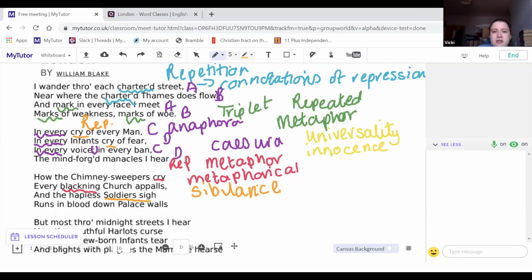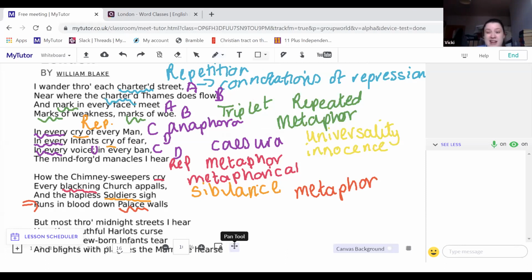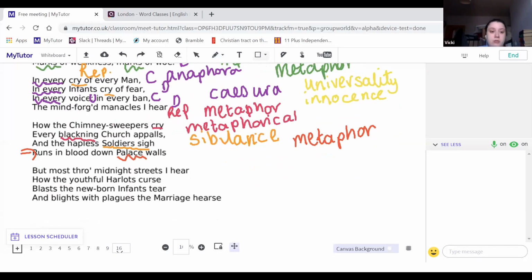So again, we've got a metaphor. Obviously sighs can't actually run in blood down the palace walls. So the palace walls will be referring to where the king resides, and he is saying that the king essentially has blood on his hands for accepting that war is a good thing, sending his soldiers out to war. And Blake doesn't feel that that is the right thing to do.